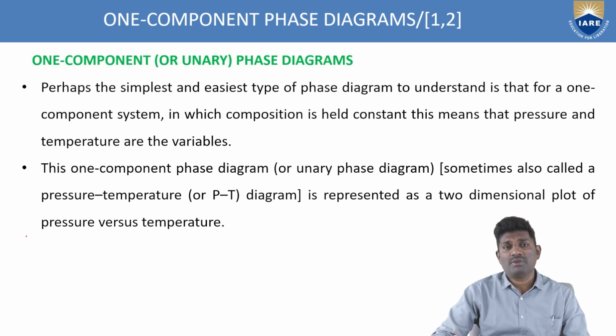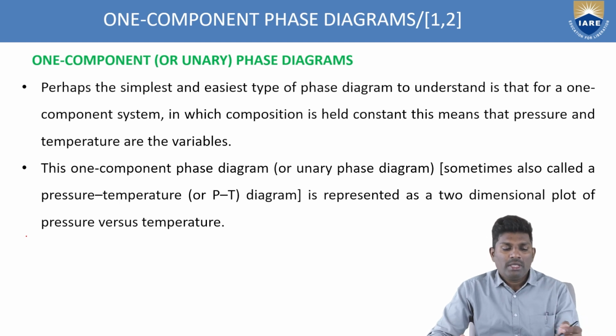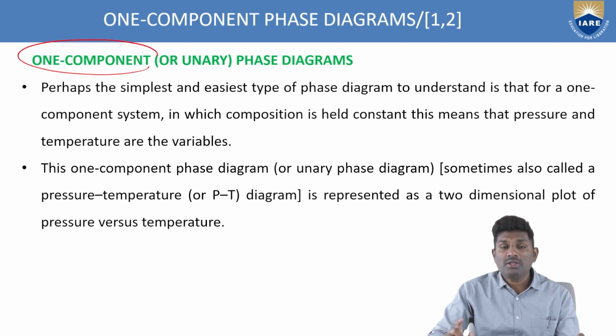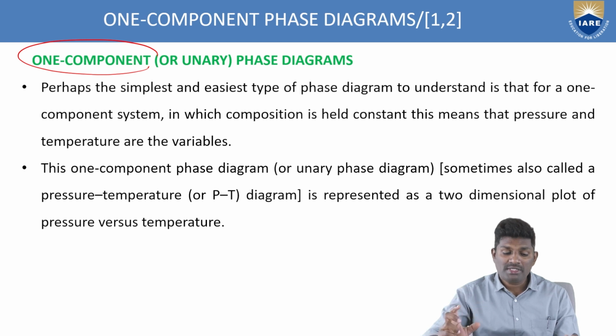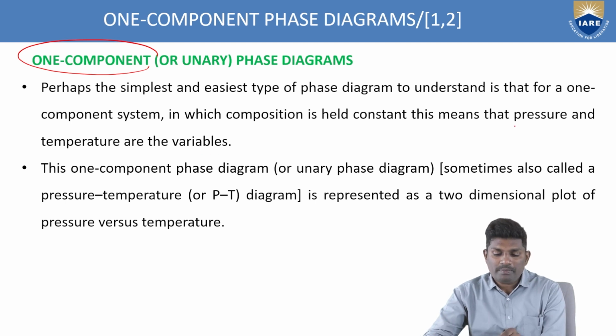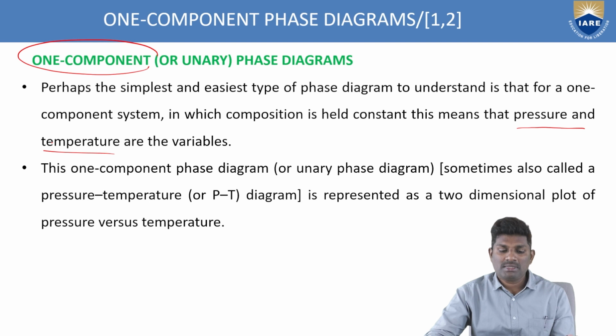Perhaps the simplest and easiest type of phase diagram to understand is that for a one-component system, in which the constitution is held constant. This means that pressure and temperature are variable. In a one-component system, what is constant here? Temperature and pressure are variables. That means composition is held as a constant.